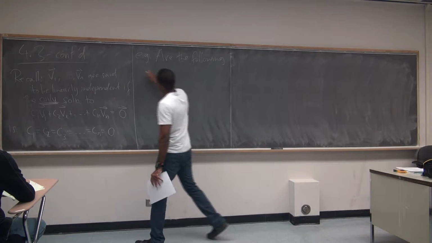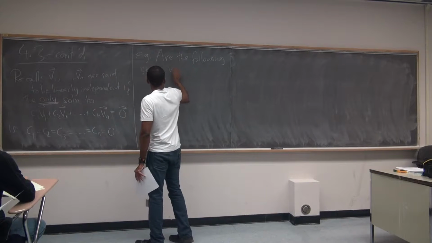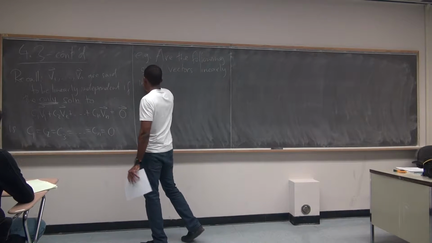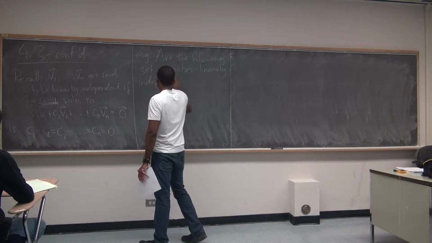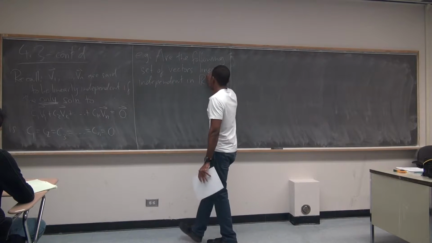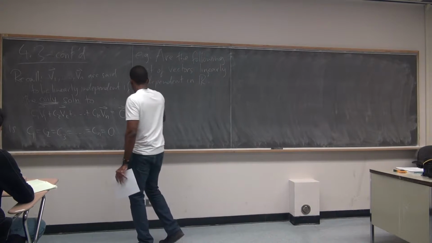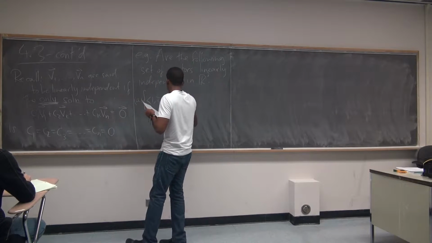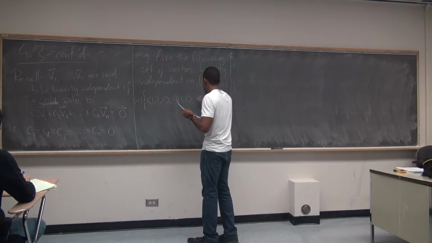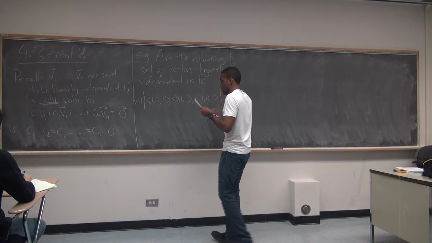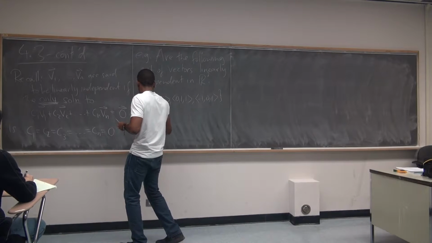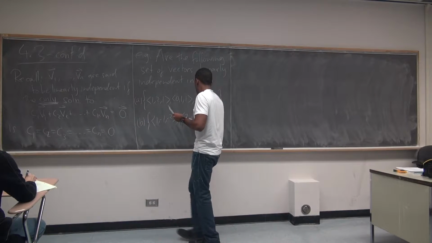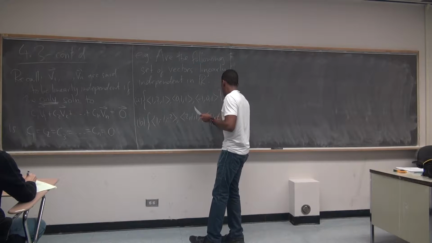Are the following set of vectors linearly independent in R3? So here's A. Here's my first vector, 1, 2, 1, 0, 1, 1, minus 1, 0, 1, and B, 1, minus 1, minus 2, 2, 1, 1, 0, 0, 1.